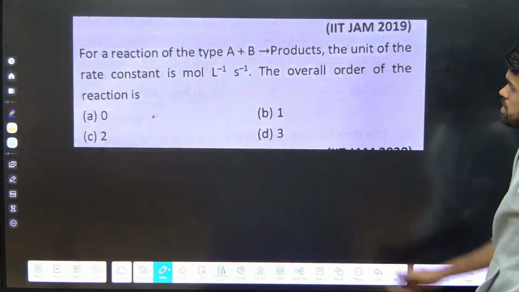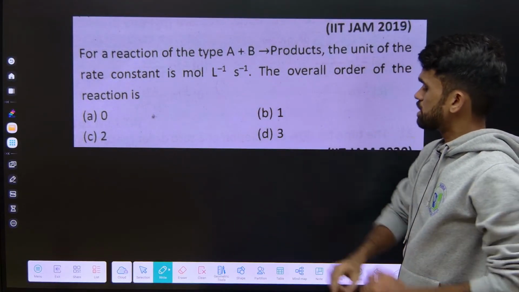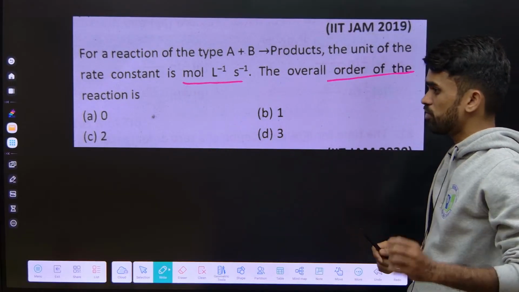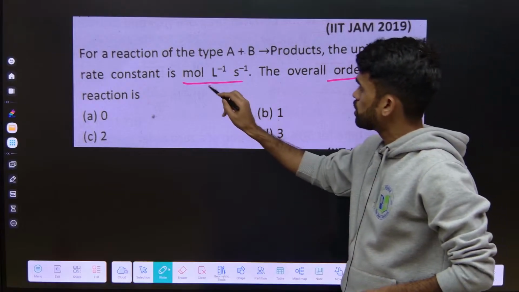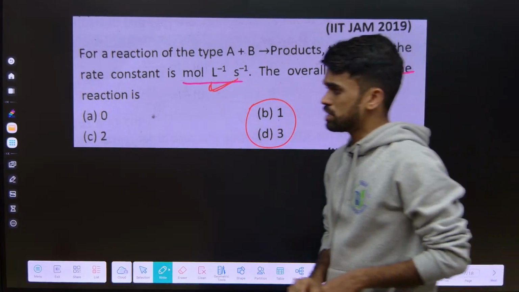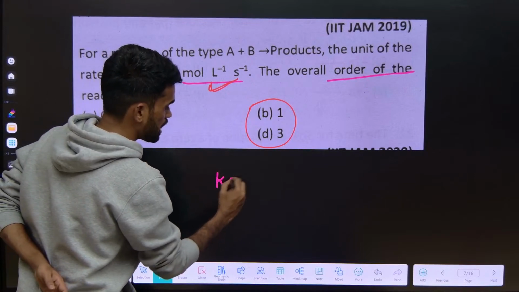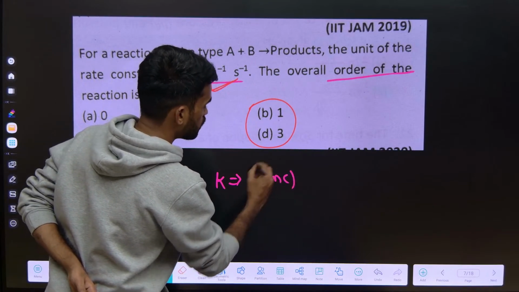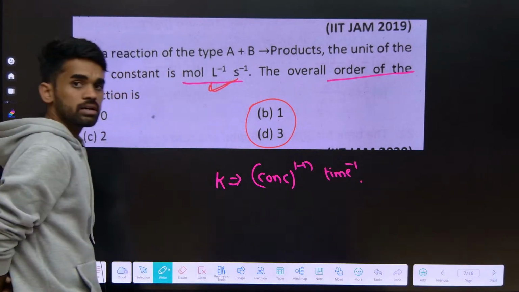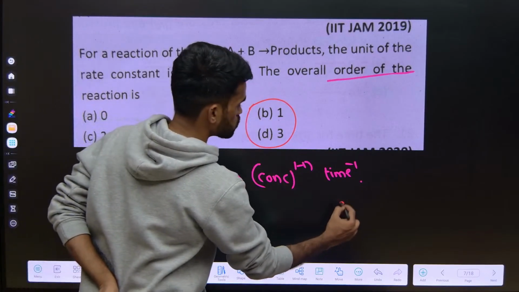Now look at this, very easy. For a given reaction, the units of the rate constant are like this, then what is the order of this reaction? Very easy, right? By looking at this rate constant unit, we can easily predict which order it is. The rate constant units, as I generalized, are concentration to the power 1 minus n, time inverse. Time can be expressed in minutes or seconds. Here it is expressed in seconds, so second inverse.